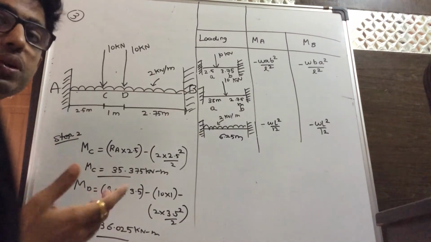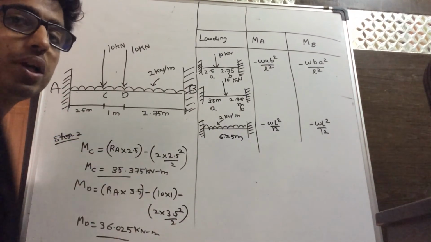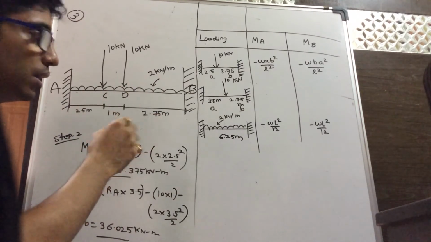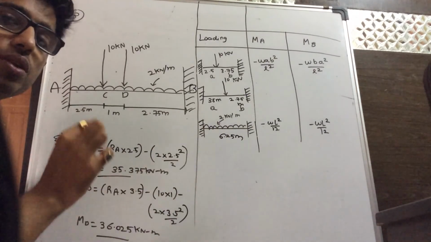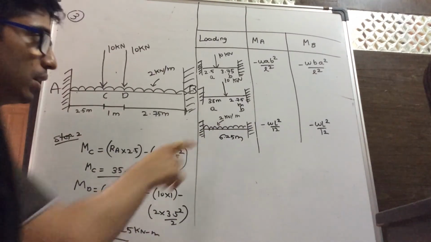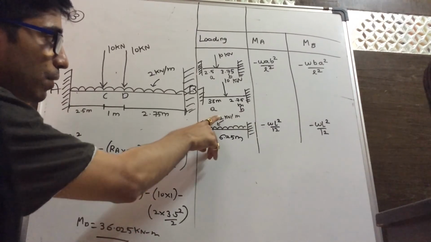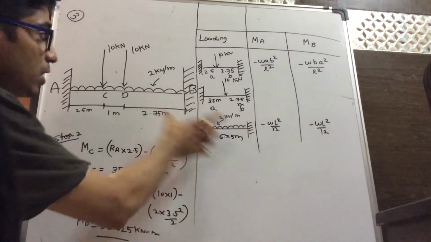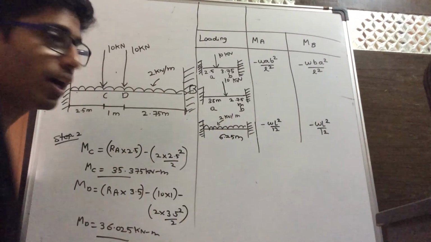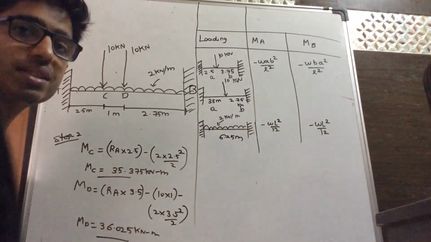And so the only new thing in this sum to be studied, students, is that when there is a uniformly distributed load in this fixed beam method, it is the moment at A and moment at B. First of all, the formula comes out to be the same. It's minus WL square upon 12. So W is 2 kilonewton per meter multiplied by L. L is the whole span 6.25 square upon 12, and moment at B also will remain the same.